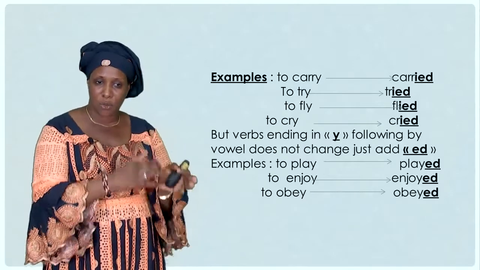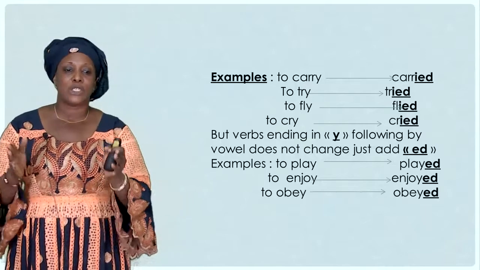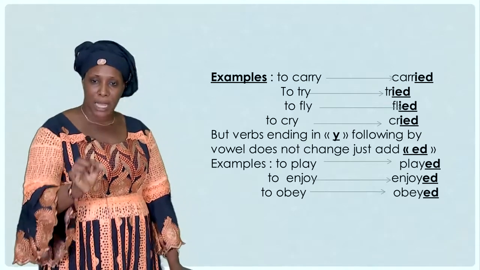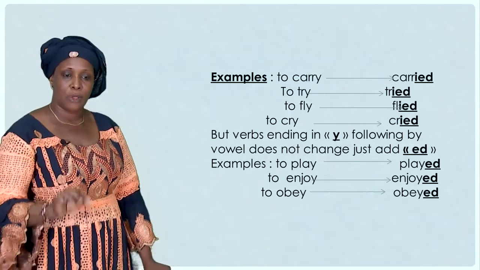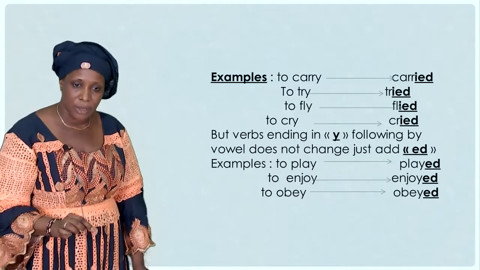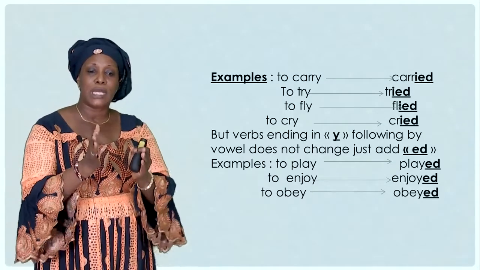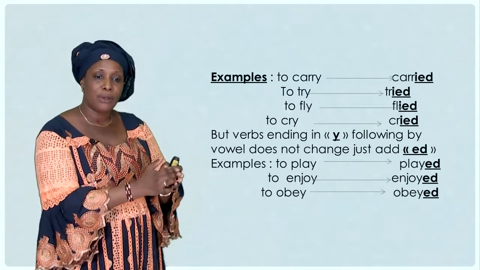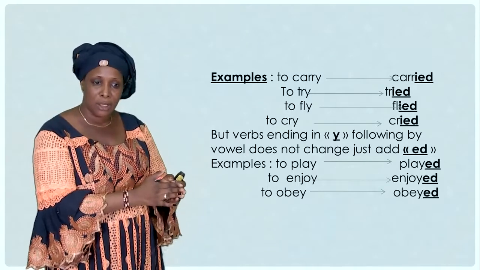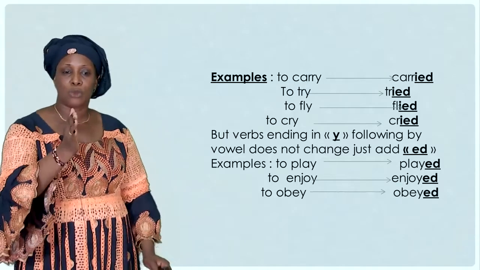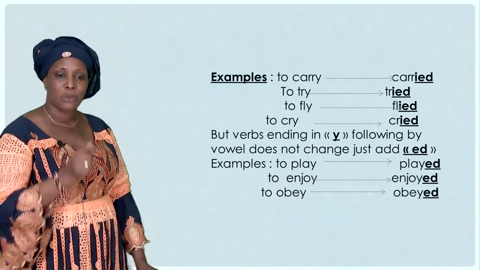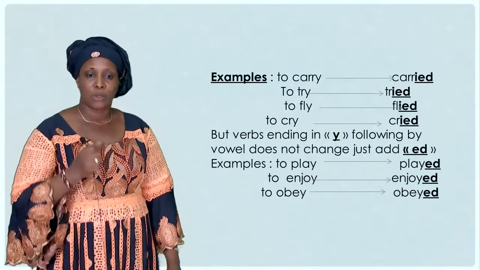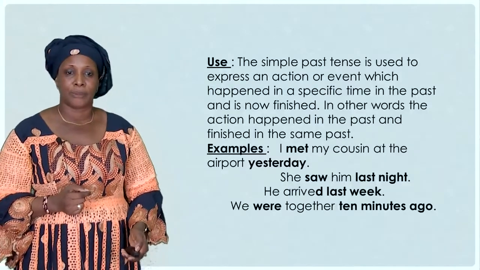Verbs ending in Y followed by a vowel do not change, just add ed. Examples: to play, played. Here, you see, the verb is ending in Y, but in the preterit, the Y didn't change. You just add ed. To enjoy, enjoyed. To obey, obeyed. Good.